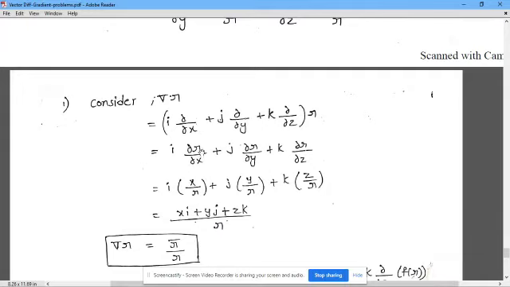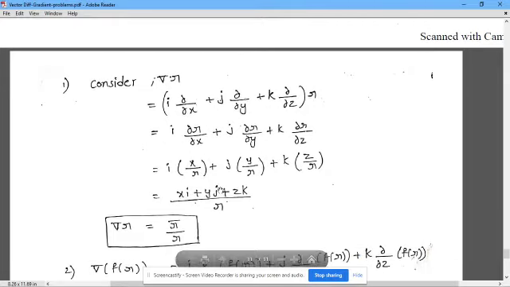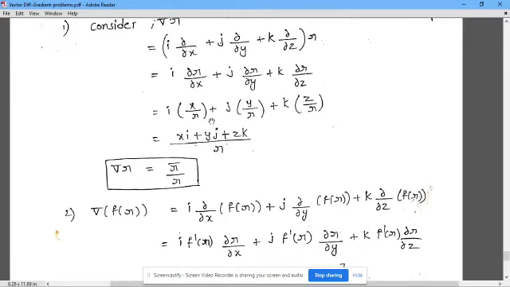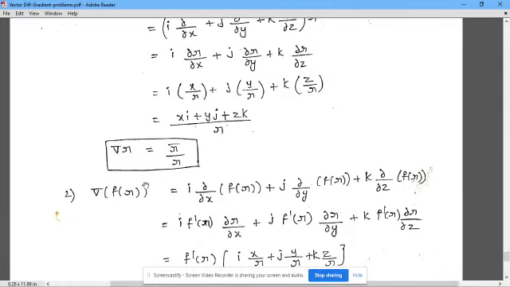But we have the values of dou r upon dou x, dou r upon dou y, and dou r upon dou z. And taking the LCM of the three terms, the LCM is r, giving xi plus yj plus zk over r. But given that xi plus yj plus zk is the position vector, that is r bar, hence the first one is proved.